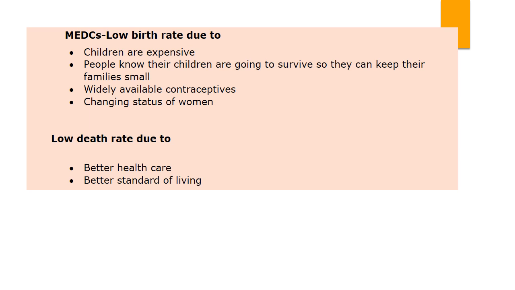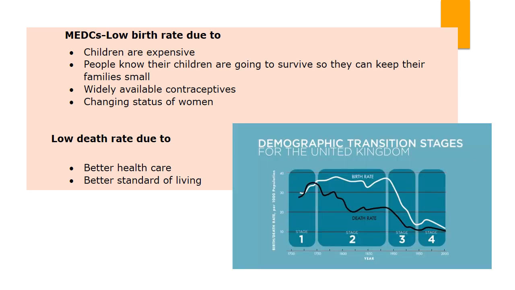Low death rate is due to better health care and better standards of living. So mainly because of awareness, the availability of health care and the rise in standard of living. So these are the 4 stages. Stage 1, stage 2, stage 3, stage 4. Stage 4 and stage 1 are similar, but stage 4 has a lower birth rate and lower death rate, while stage 1 has a higher birth rate and higher death rate.